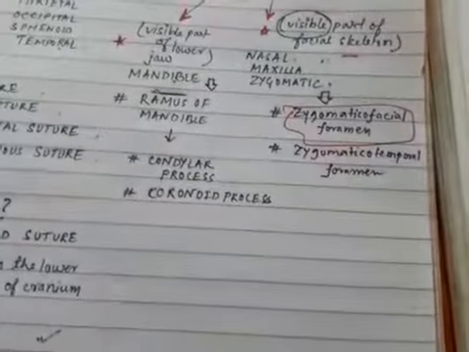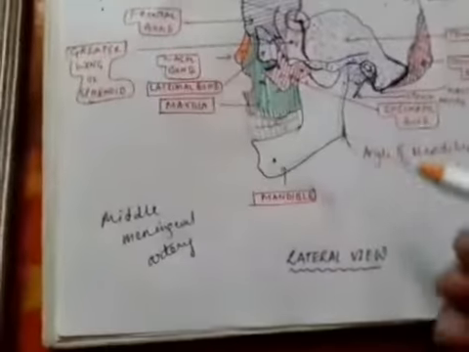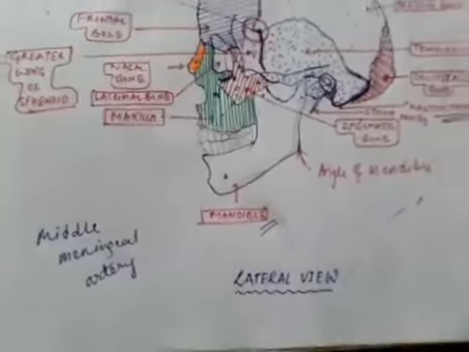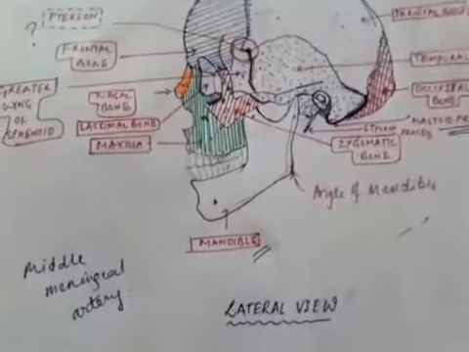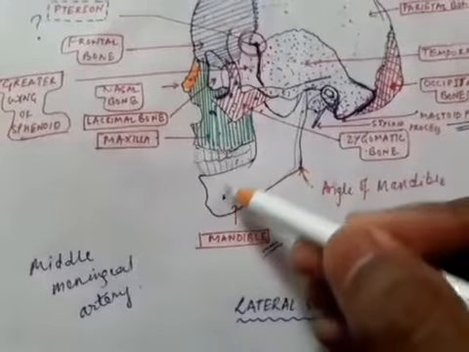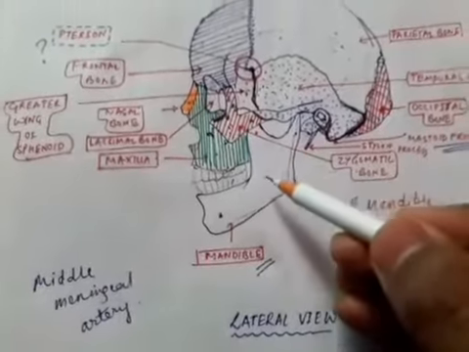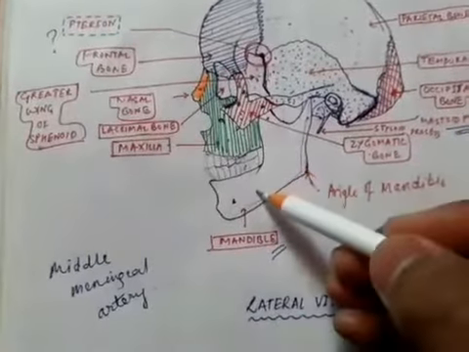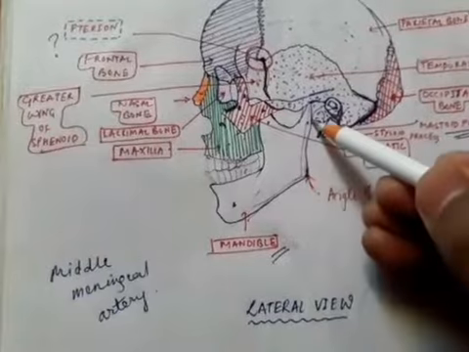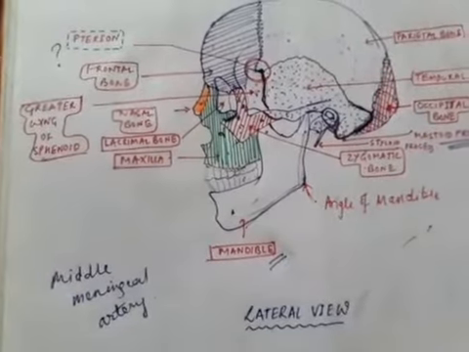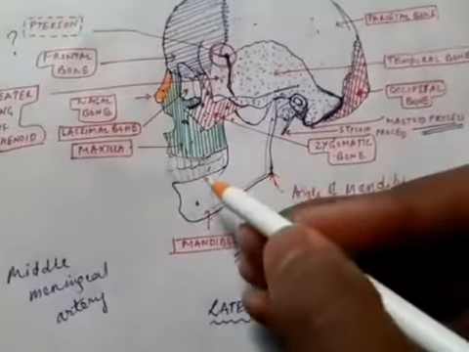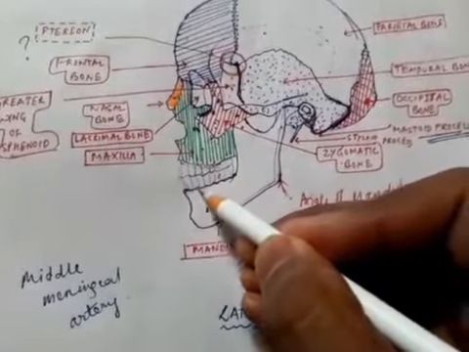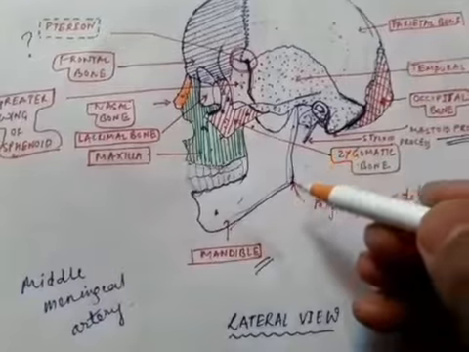At last, the mandible that forms the visible part of the lower jaw. In the lateral view of the skull, we see the anterior body of the mandible, the posterior ramus of the mandible, and the angle of the mandible, where the inferior margin of the mandible meets the posterior margin of the ramus. Clear? Teeth are lodged in the alveolar part of the body of the mandible, and the mental protuberance is visible in this view.